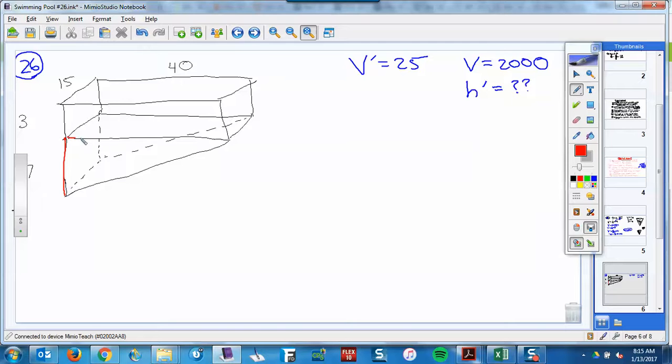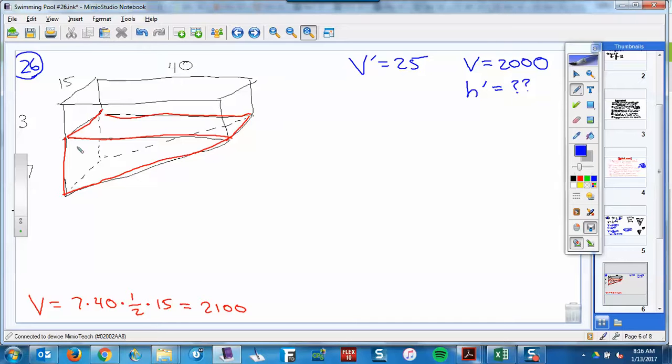The red, let's do that. What's the volume of a triangular wedge like this? That's exactly right. It's the area of the triangle, which is 1/2 base times height, and then times the 15. Okay? So what is that? 2100. So when there's 2,000 cubic feet in there, the water is down in this section.